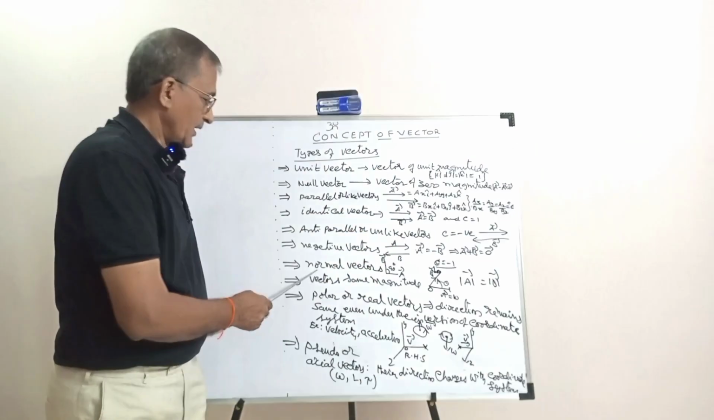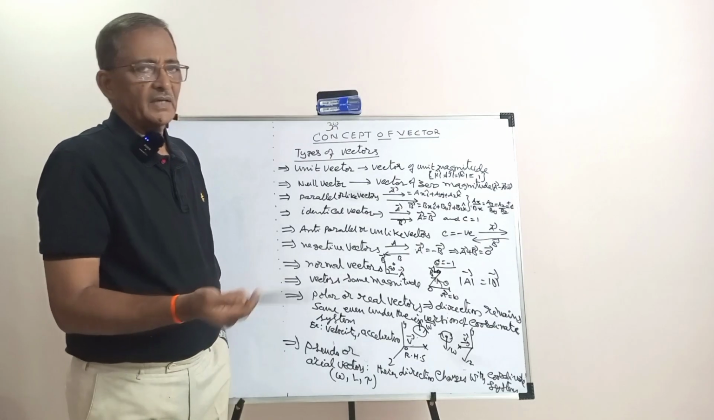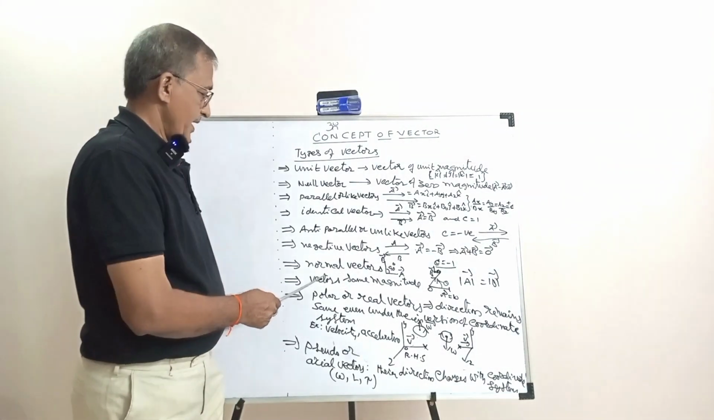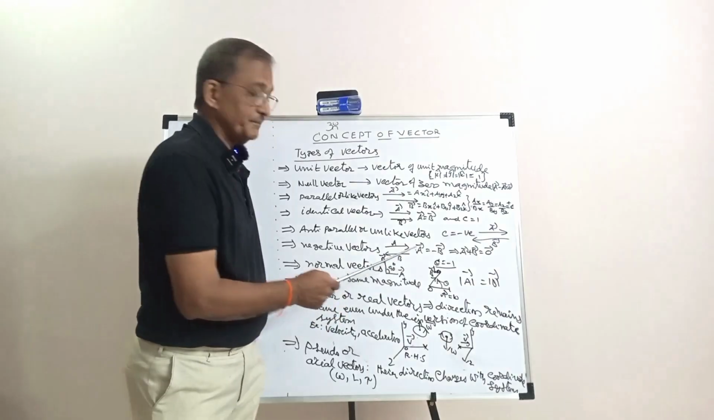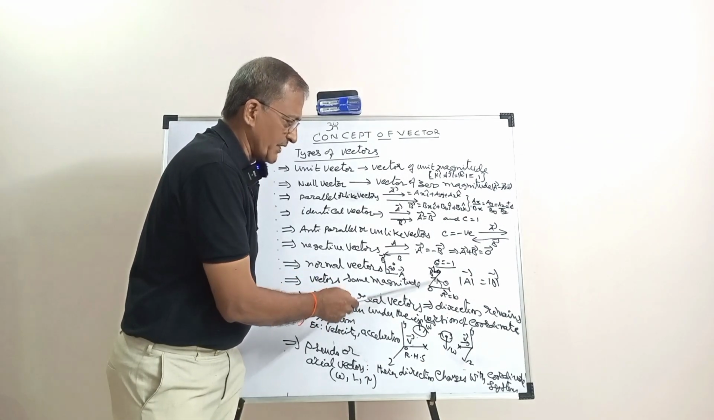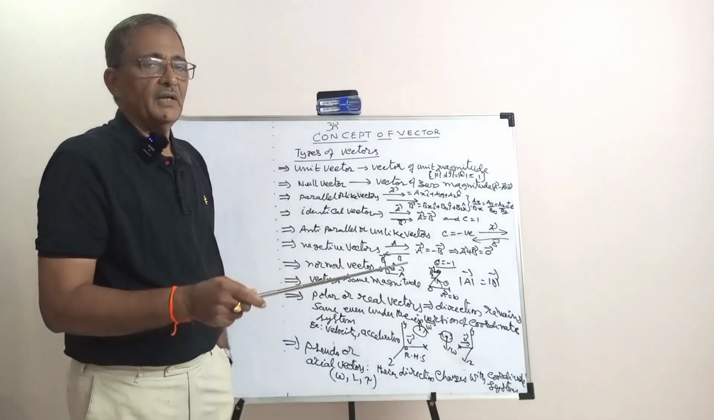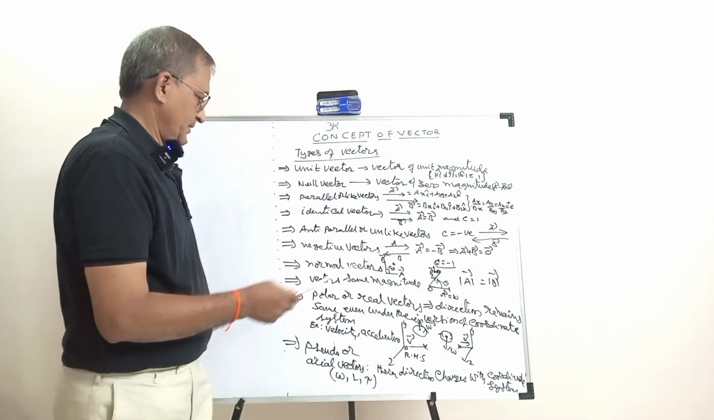Next, normal vectors. If the vectors are mutually perpendicular, they are called normal vectors. And vectors of same magnitude: that means the magnitudes of the two vectors A and B are the same, but their directions are different. Then we call them vectors of same magnitude.